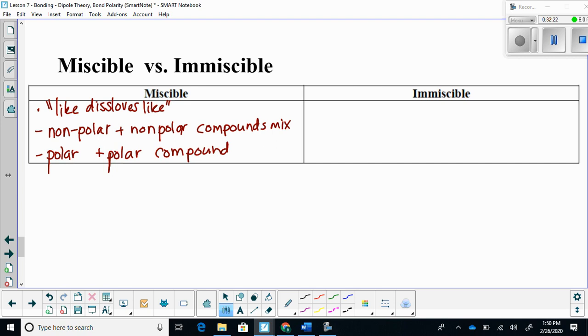Then we have immiscible. Immiscible are when two compounds cannot mix together. They do not mix with each other. And this happens when a nonpolar compound is combined with a polar compound. These two together do not mix.